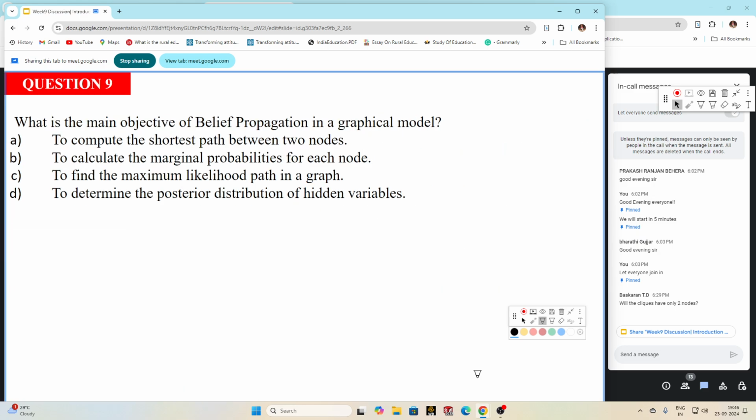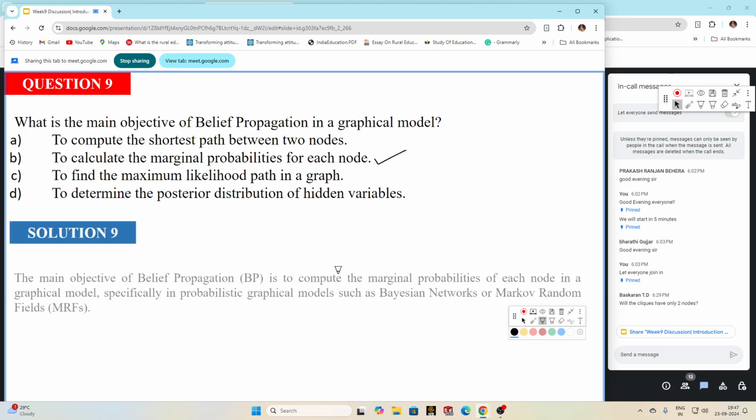What is the main objective of belief propagation in a graphical model? A, to compute the shortest path between two nodes. B, to calculate the marginal probability for each node. C, to find the maximum likelihood path in a graph, and D, to determine the posterior distribution of the hidden variable. B, marginal probabilities. This is a theoretical question. The main objective of belief propagation is to calculate the marginal probability for each node.